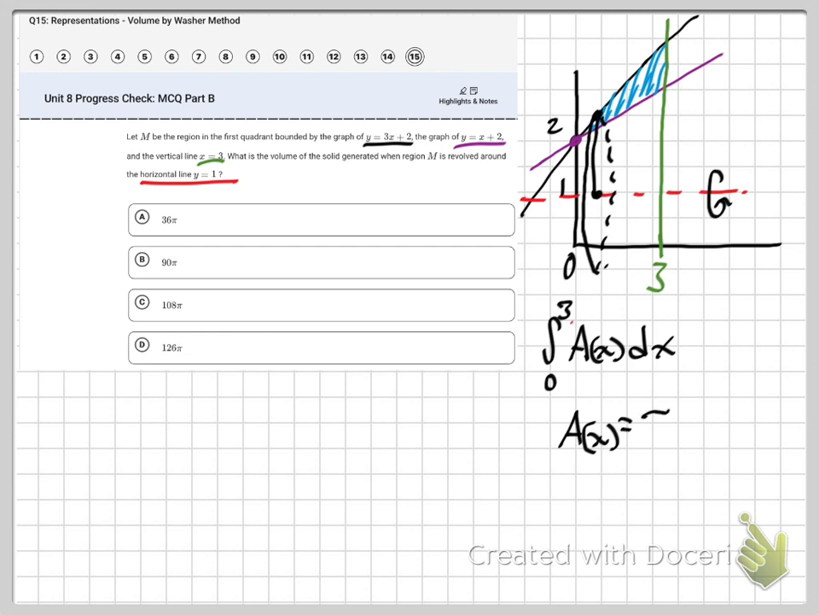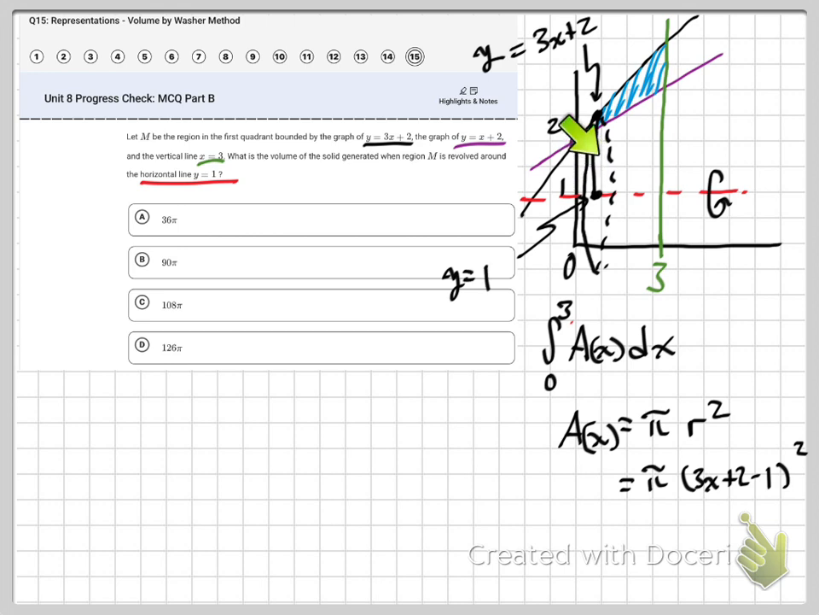Now let's get to the area function. The area function is pi r squared because our cross sections are circles. The thing is we have to write the radius in terms of x. So if you can see my circle right here, you can tell that if you took this top line and subtracted the axis of revolution, then you would get your radius. Whatever this number is and whatever this number is, if you subtract those two, you'll get the length of the radius. And so we have 3x plus 2 minus 1. That's the outer function minus the axis of revolution. And that's how I got my radius. And so when I plug that into my integral expression, this is what it would look like. That's right. 2 minus 1 is 1.